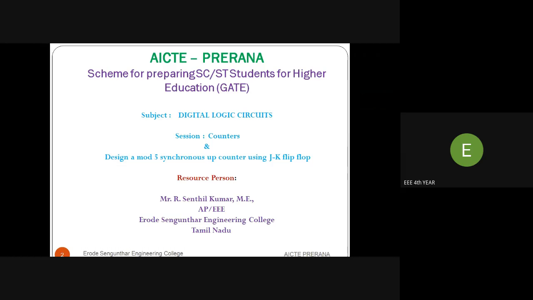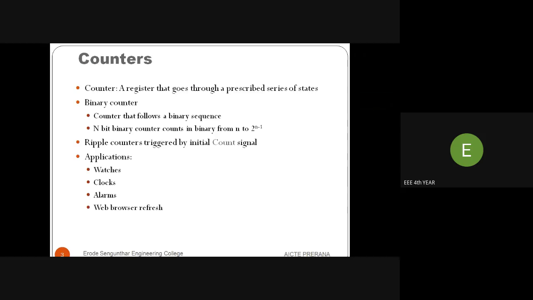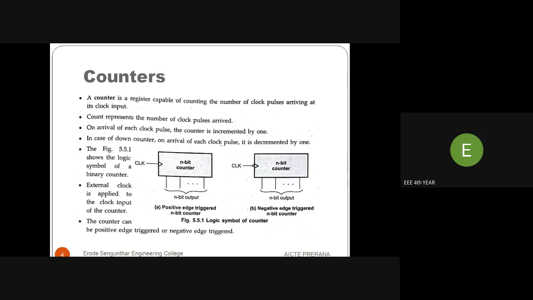In this session, we will discuss the subject digital logic circuits. Under this subject, we will discuss the topics counters and design of modulo counters. The session is handled by myself, R. Senthilkumar, Assistant Professor, Department of Electrical and Electronics Engineering, Erode Sengunthar Engineering College, Erode District, Tamil Nadu. First of all, we need to know what is meant by counters.